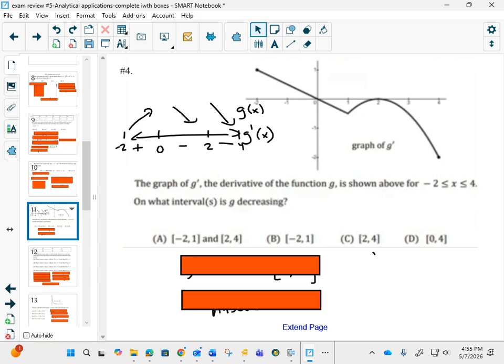So of these answers, it's decreasing from 0 to 2, and from 2 to 4. The only thing that works for that is decreasing from 0 to 4. I guess we don't know for sure it hits there exactly. It might be negative the whole time.